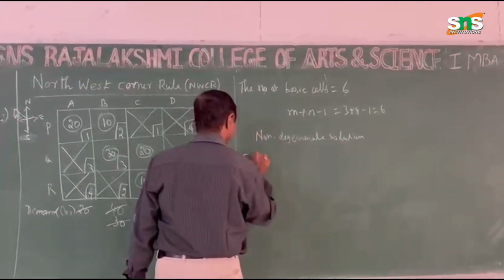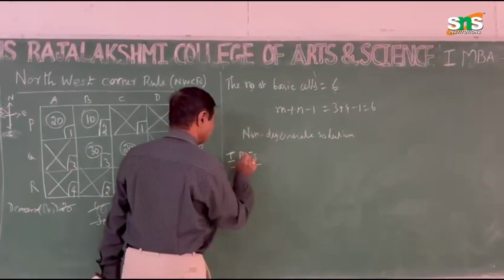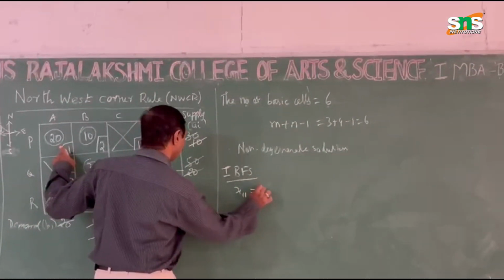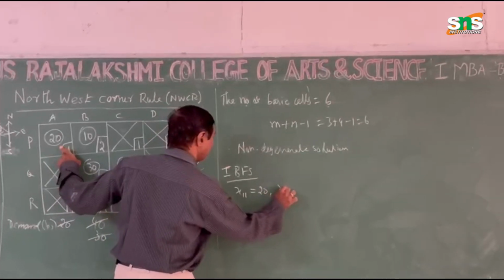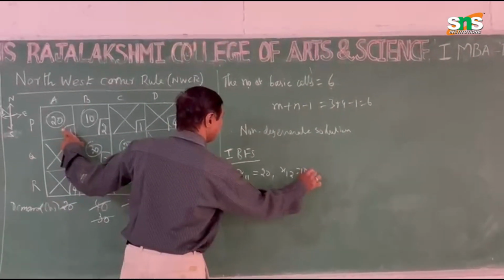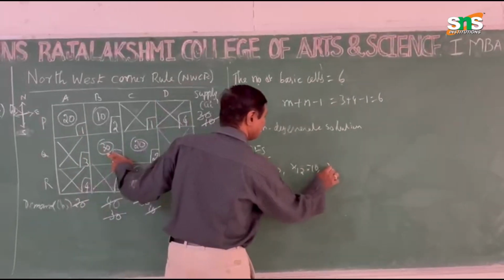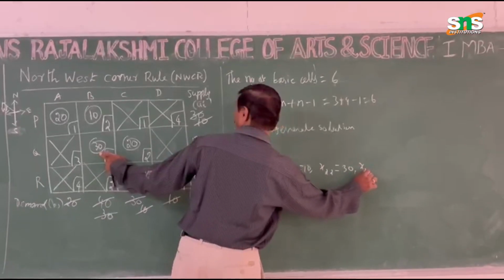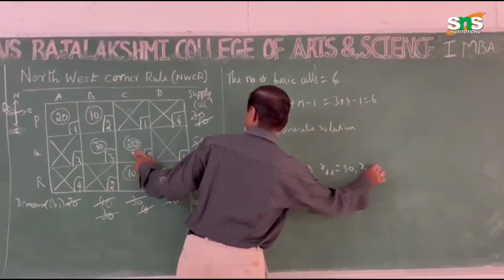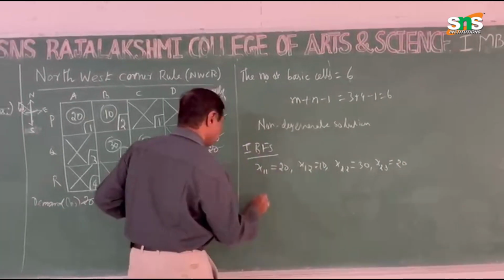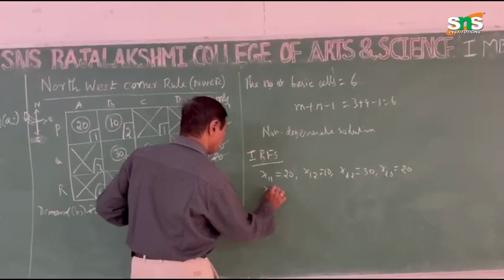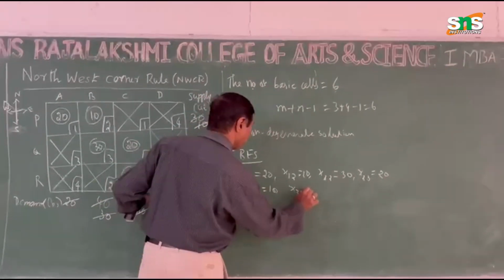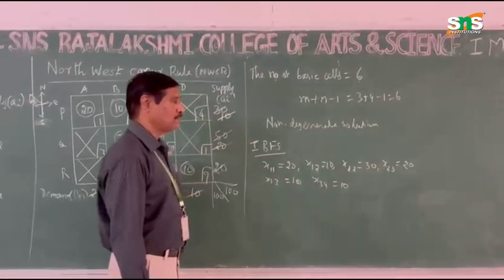Okay, what is the initial basic feasible solution? IBFS. The initial basic feasible solution means these cells. The first cell is first row, first column, it is 20, and the second cell is first row, second column, it is 10, and then the third one is second row, second column, 30, and then second row, third column is 20, then third row, third column is 10, and third row, fourth column is 10. So these are our initial basic feasible solution.